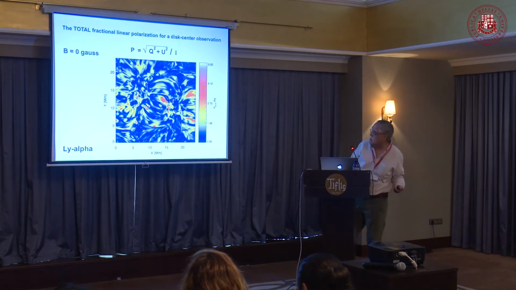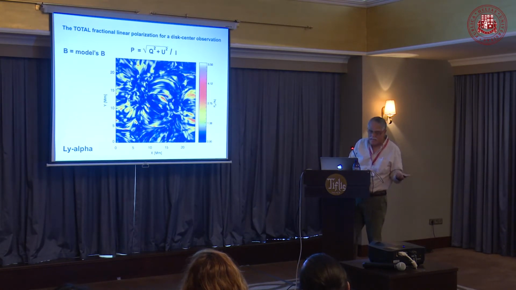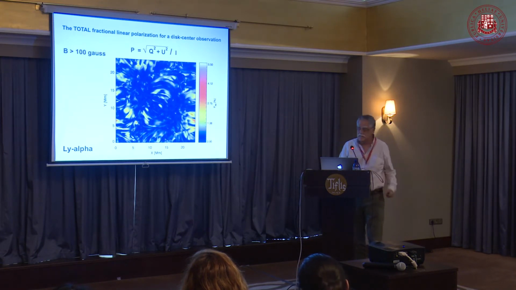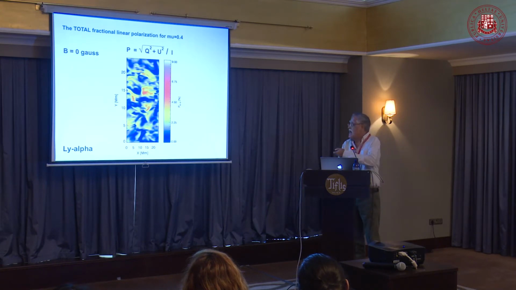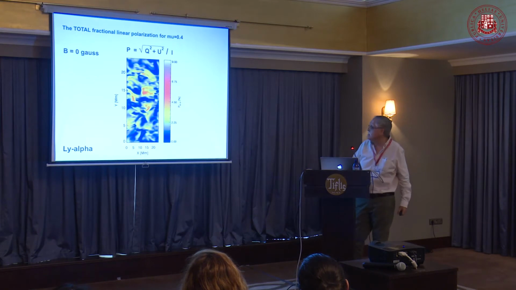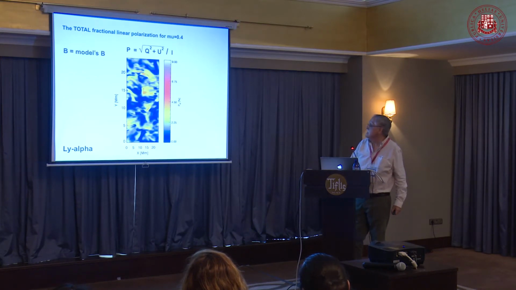If you now take into account the Hanle effect produced by the model's magnetic field, you get less polarization, as expected. The Hanle effect is depolarizing. And if you increase the magnetic field artificially, you get still less polarization. You can do the same for another line of sight, for mu 0.4, where mu is the cosine of the heliocentric angle. And if you put in the magnetic field, you get less, and if you increase it more, you get less.